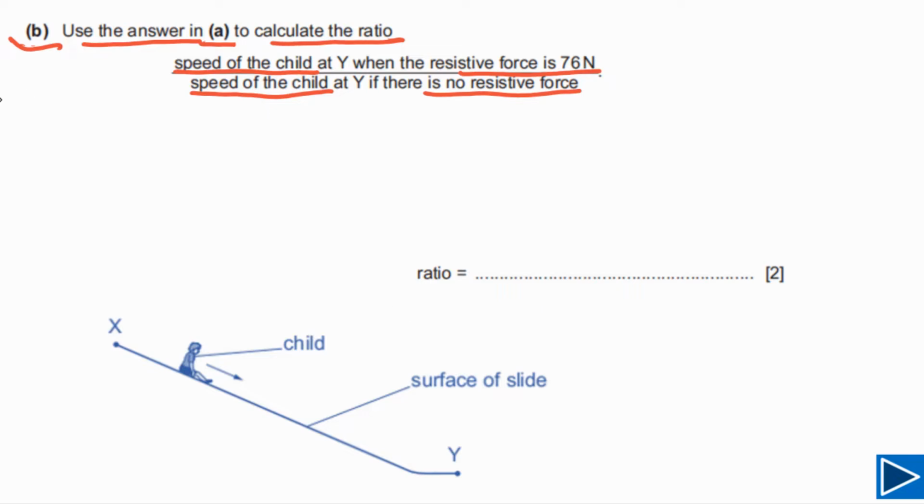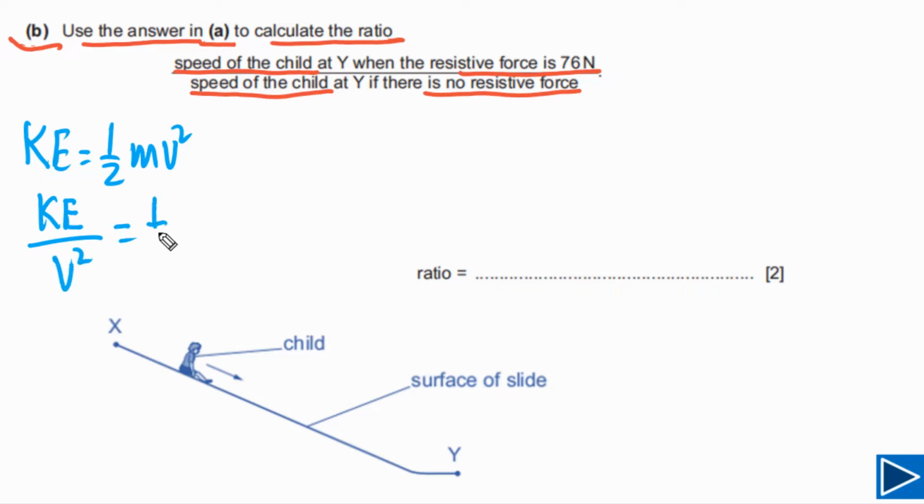In order to answer this question, let's start from kinetic energy. Kinetic energy of a body is equal to 1/2 mv squared. We need to find the ratio between speeds, so we can rearrange: kinetic energy over speed squared is equal to 1/2 m. If the mass of the body is not changing, if we are talking about the same body with constant mass, then the ratio between kinetic energy and v squared will stay constant. This is true for this case. When the child is moving from x to y, the mass of the child is not changing. So simply we can say 1/2 m is equal to constant.